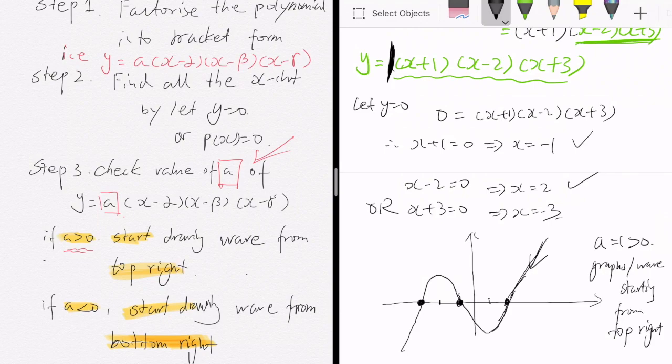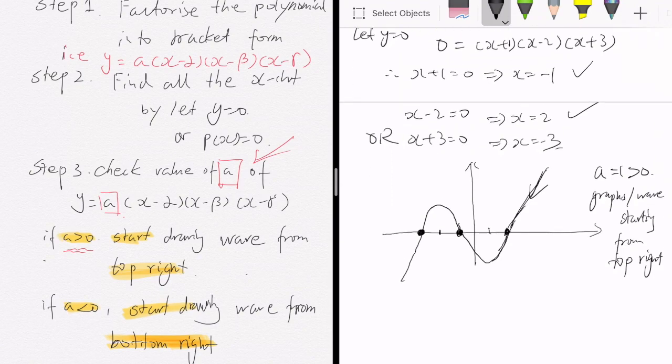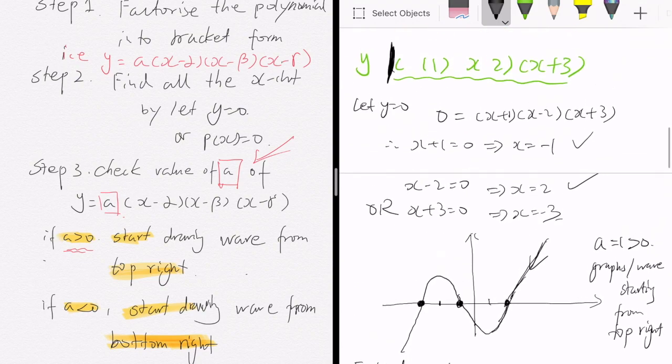Now this question did not say whether you need to draw the y-intercept, so therefore you need to label the y-intercept as well. Okay, so you see here this is the y-intercept. So to find the y-intercept, let x equal to 0. I'm going to let x equal to 0.